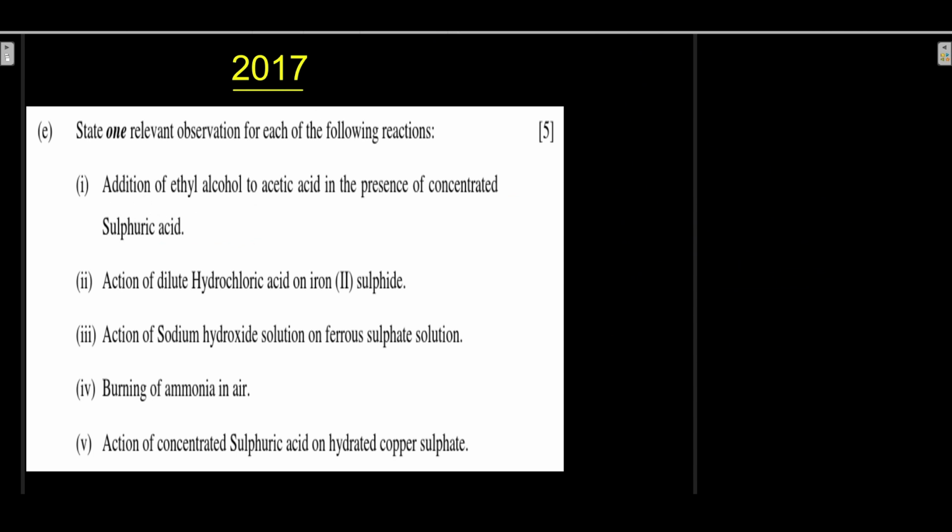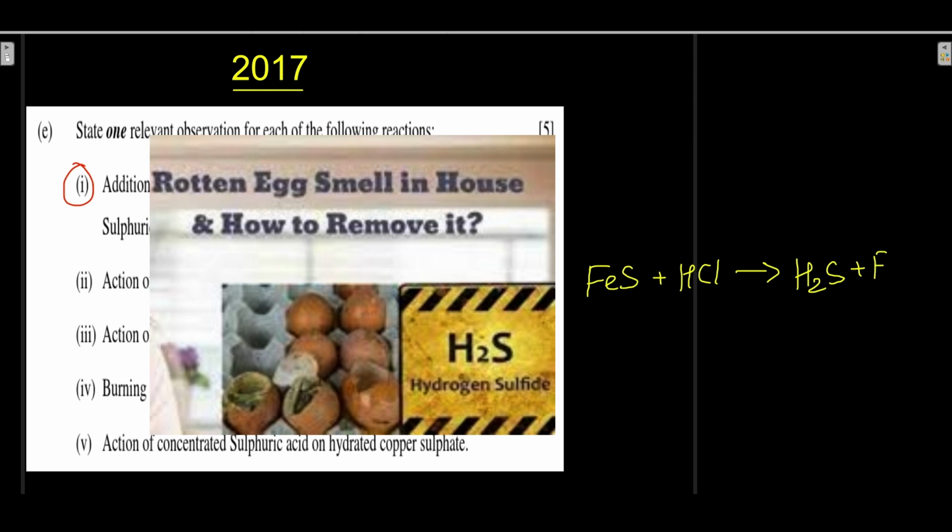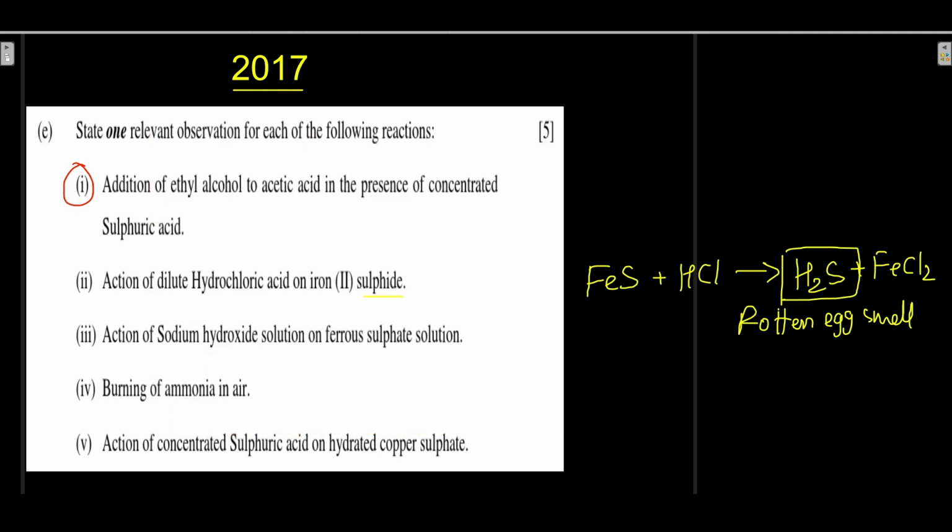Addition of ethyl. Okay, this one is again not in syllabus now. Action of dilute hydrochloric acid on iron(II) sulfide. Very careful. FeS, iron(II) sulfide, and hydrochloric acid, HCl. Acid with sulfides will give you H2S gas along with the salt. So you have to write observation for H2S gas, that is rotten egg smell. Rotten egg smell. That will be your observation. A gas with rotten egg smell observed.